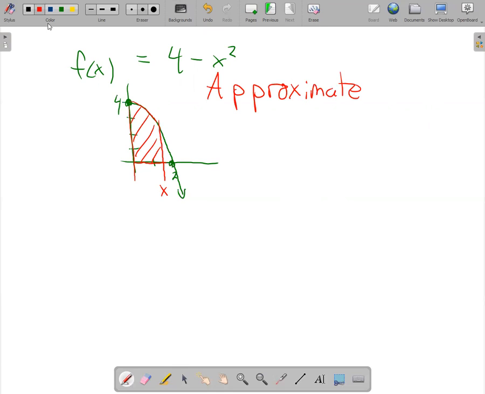One way I might approximate that is I might just say, let's take this point right there and this point right there and connect the dots. What shape have I made when I connect the dots and put a diagonal up there instead of a curve? Anybody know what that shape's called?